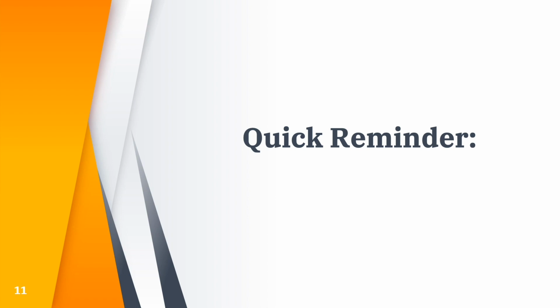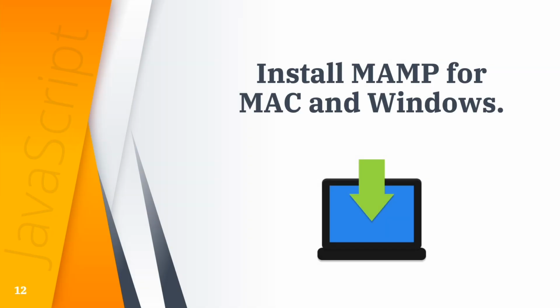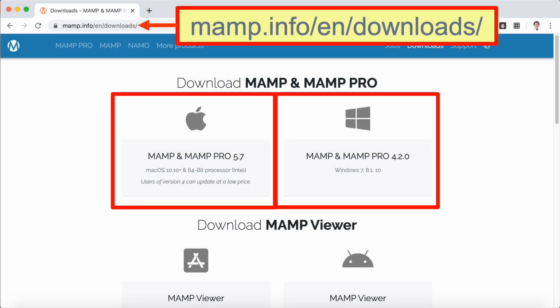To install MAMP for Mac and Windows, go to the website mamp.info/en/downloads, and you'll be directed to the MAMP download for Windows and Mac. Depending on the platform you are using, you need to choose which one your machine is using. In this lesson, I'll just download for Mac since that's the one I'm using. So go ahead and click the button.